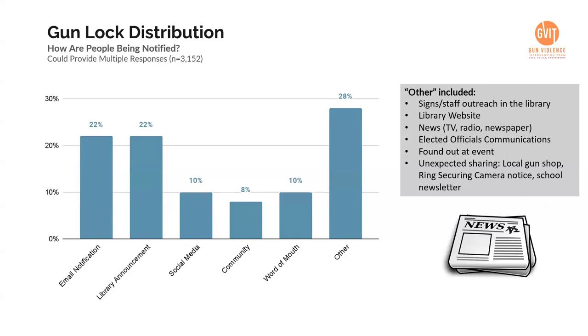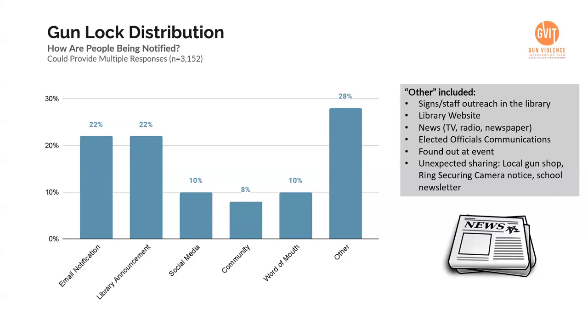Okay, so with gun lock distribution, one of the things that we do with the Department of Health that was very different for the library is that we had an intake form to learn information about who we're providing locks to. It also helps to inform where we go from there. Who are we reaching in the community? Where are we reaching them? How are we reaching them?